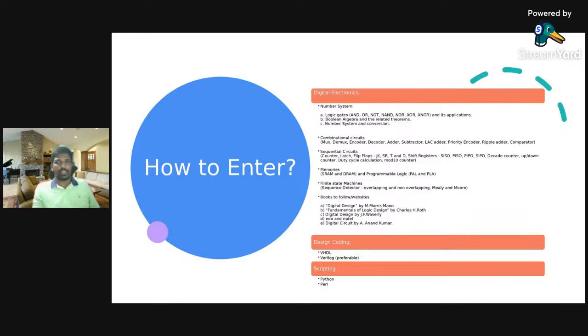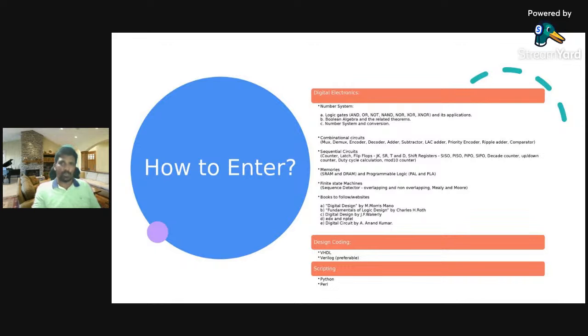and how exactly you can enter into the field. I have listed down all the important subjects that you can look at. So you obviously need digital electronics knowledge, which requires the number system and combinational circuits. We call it STLD in our college, I guess. Digital electronics is nothing but STLD, switching circuits and logic design, which indicates the same.